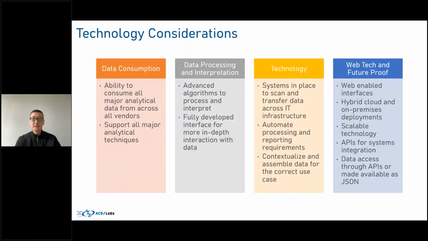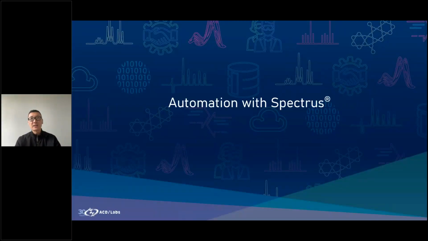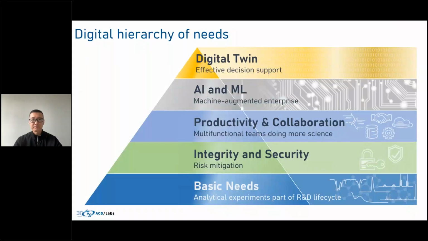So these are some of the technology considerations that you may want to take when looking at automation services, especially as you're moving towards the use of this data for more business intelligence, but especially with the trend of moving towards AI and ML. So what are the automation services that we provide with the Spectra platform?